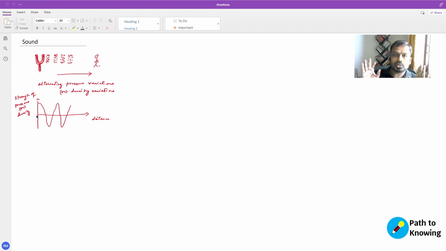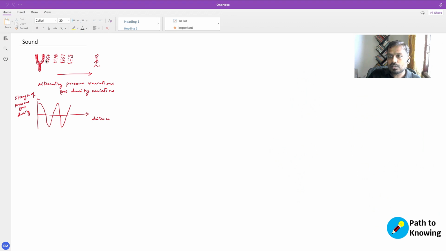An air particle that is neither pushed nor pulled is your normal equilibrium, right? And this vibration causes the particles to be completely pushed, or completely pulled back. That is how this synchronized variation of pressure or density is left on the air particles.